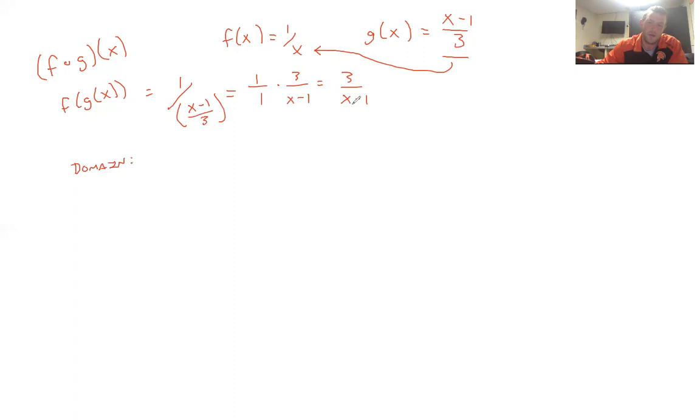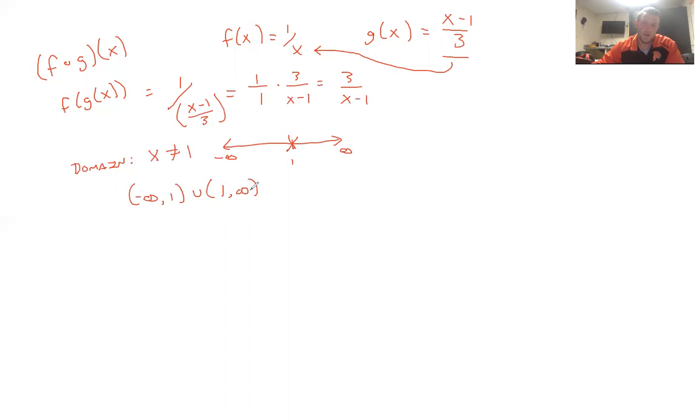What can't go in the bottom? Well, x cannot be 1. So my domain is going to be... And then if we map that out, say there's 1, it can't be that, but it can be everything else. So it can be negative infinity, it can be infinity, so it can be anything here, anything here. Okay, so it'd be negative infinity to 1 and 1 to infinity.